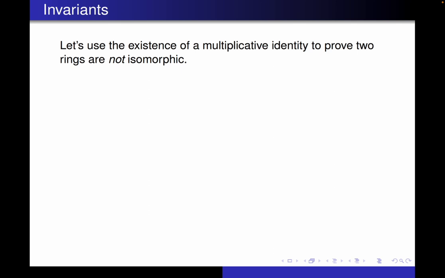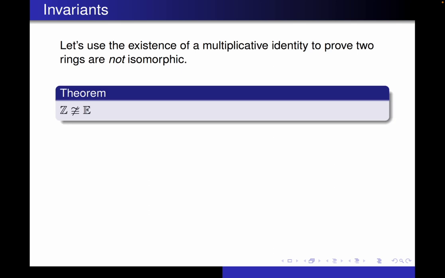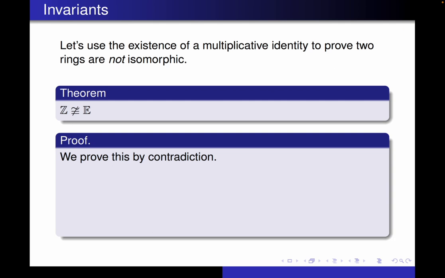One of the nice things about invariance is it shows us how to prove two rings are not isomorphic. Remember, to prove two rings are isomorphic, we have to find an isomorphism between them. Invariants give us a way of proving when two rings are not isomorphic. So for instance, if I wanted to prove that the integers are not isomorphic to the even numbers, I can perhaps find an invariant that is true in one of the rings but not true in the other ring. So we're going to prove this by contradiction. We're going to assume that the integers and the even numbers are isomorphic and prove a contradiction.